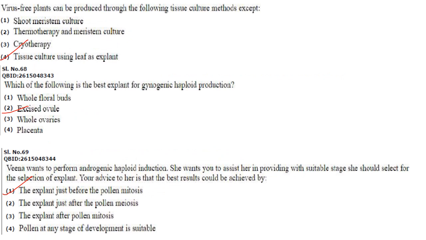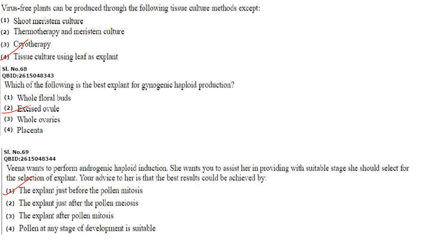Next one. Virus-free plants can be produced through the following tissue culture method except: shoot meristem culture. Yes, you can get virus-free plants. Thermotherapy, yes, and meristem culture, yes. Treatment of meristems with thermotherapy, and then you can use the meristem for meristem culture. Yes, cryotherapy, yes. Tissue culture using leaf as explant. No. That doesn't give you virus-free plants.